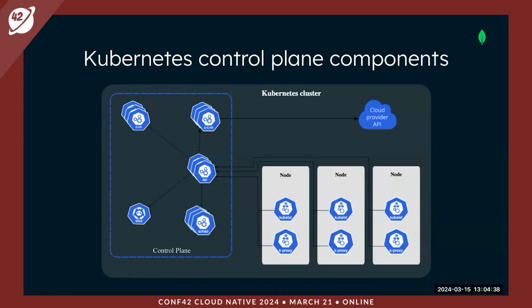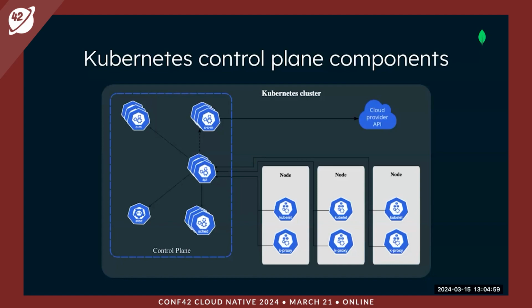The scheduler decides where to run pods on the worker nodes. It considers factors like resource availability and pod requirements to ensure efficient allocation. The controller manager is a collection of controllers that together ensure that the state of the cluster matches the desired state. And we'll come back to that in a minute.